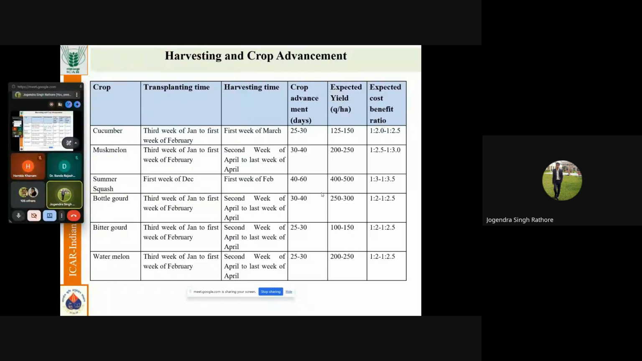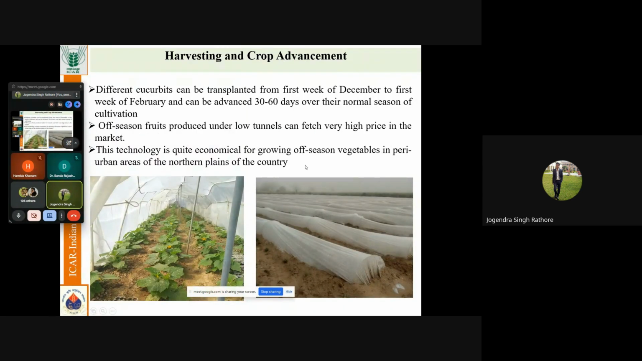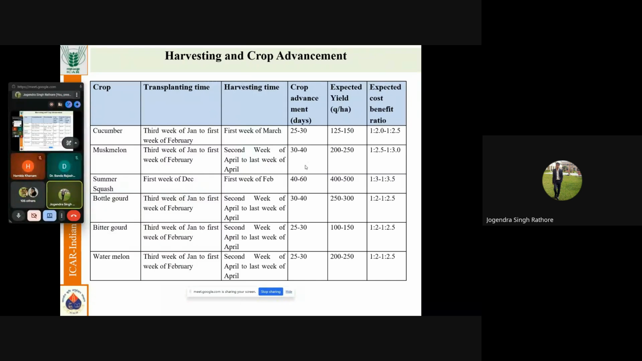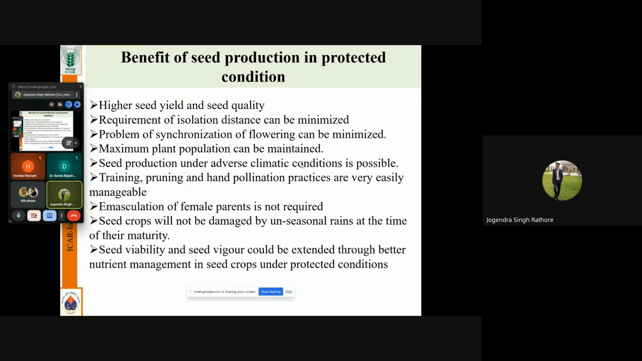So this is all about low tunnels. Any questions regarding low tunnels? Am I audible? Yes. Okay, then if there are no questions, we can proceed.